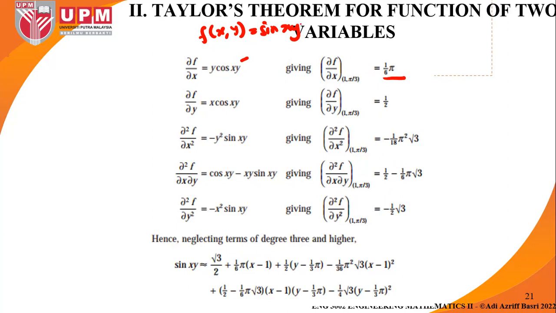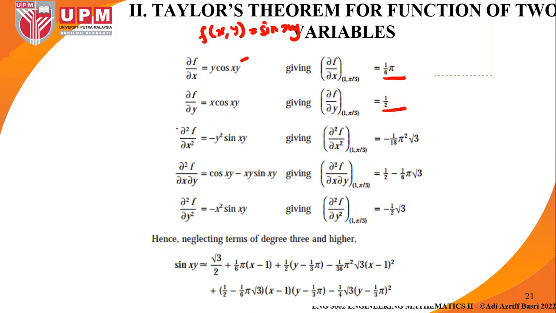Differentiate xy in terms of y, so x will remain here. Then we substitute x and y, where x is 1 and y is pi over 3, so we will get 1 over 2 here.